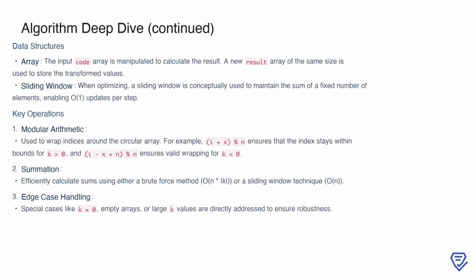Summation is another key operation, and while a brute force approach iterates through the array repeatedly, the sliding window method optimizes this process. Finally, robust handling of edge cases such as k equals 0, empty arrays, or very large values of k ensures the solution works correctly in all scenarios. These techniques together form an efficient and comprehensive approach to solving the problem.